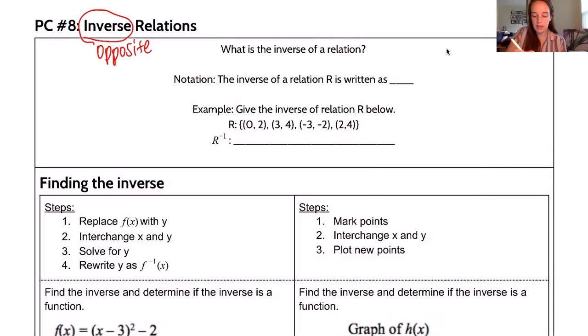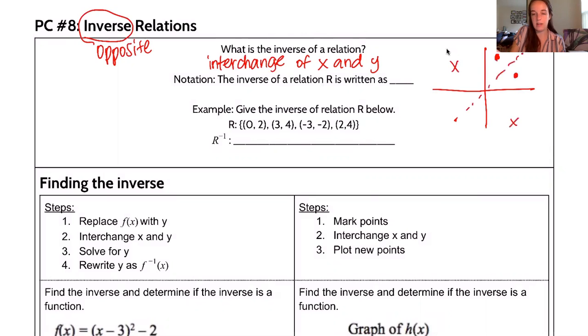So the inverse of a relation is the interchange of the x and y variable. The interchange of x and y. In a graphical sense, what that means is if we're changing x for y, we're really reflecting it over y equals x. We're reflecting it over here. So if we had a point over here, it would end up over here. If we had a point right here, it would end up over here. If we had a point on the line, it would end up on the line, right? So we're thinking about how we can reflect it over, this is y equals x.